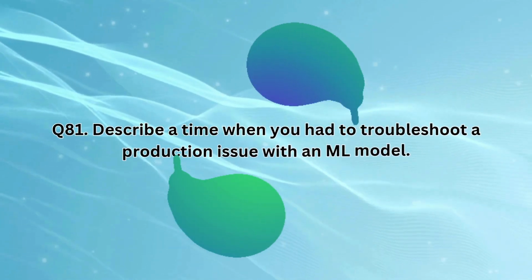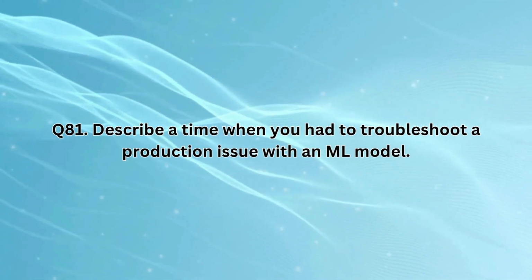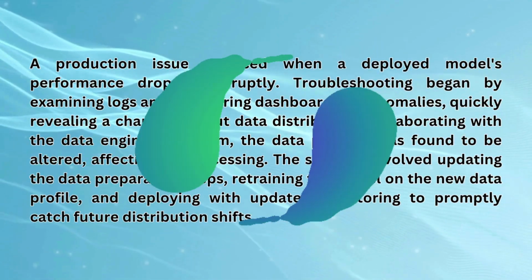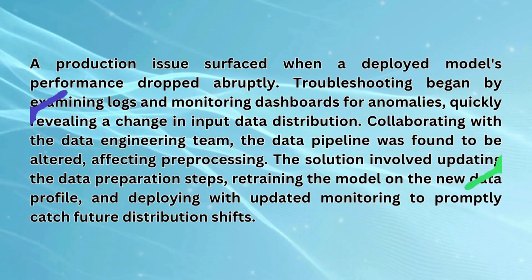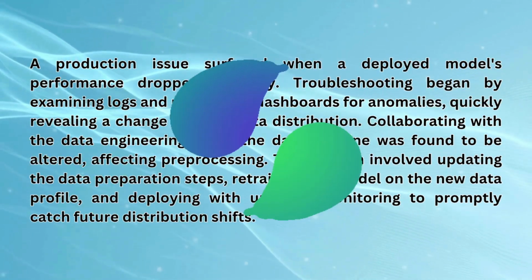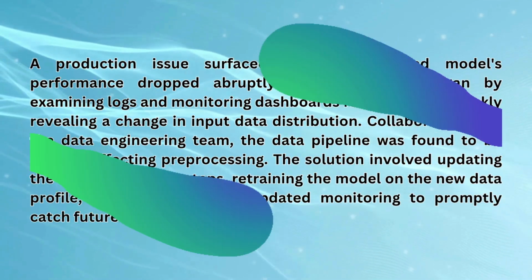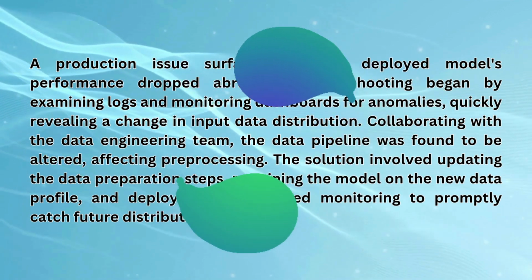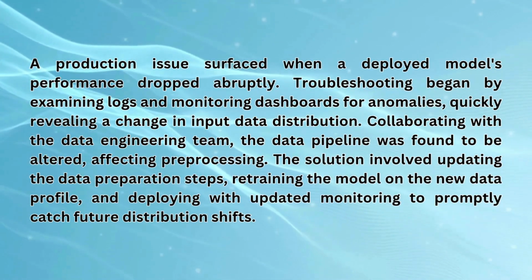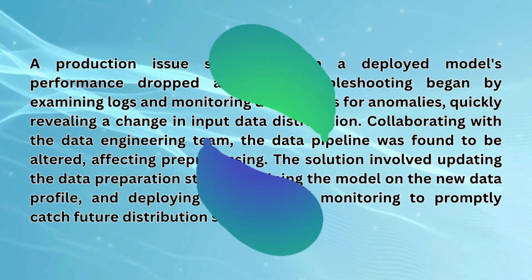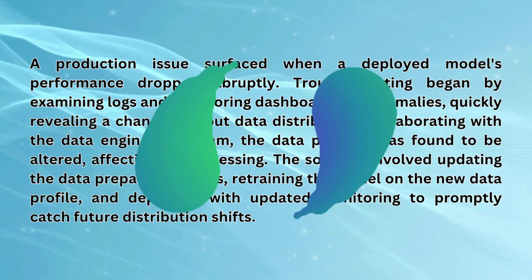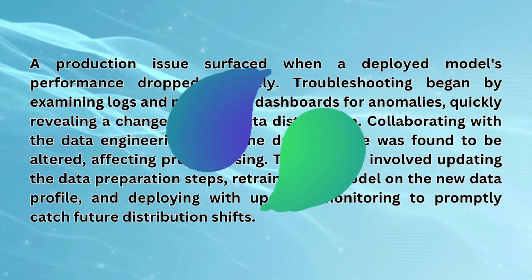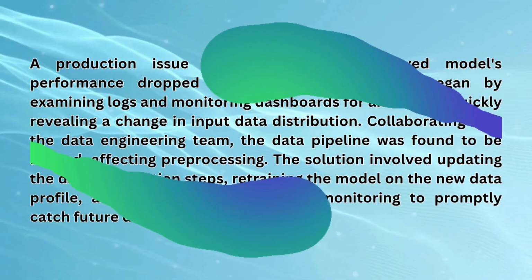Describe a time when you had to troubleshoot a production issue with an ML model. A production issue surfaced when a deployed model's performance dropped abruptly. Troubleshooting began by examining logs and monitoring dashboards for anomalies, quickly revealing a change in input data distribution. Collaborating with the data engineering team, the data pipeline was found to be altered, affecting pre-processing. The solution involved updating the data preparation steps, retraining the model on the new data profile, and deploying with updated monitoring to promptly catch future distribution shifts.